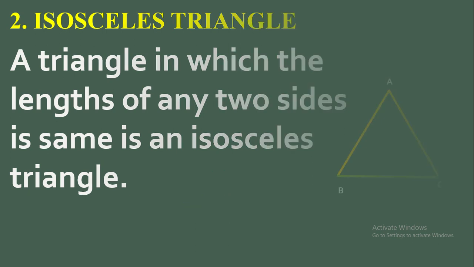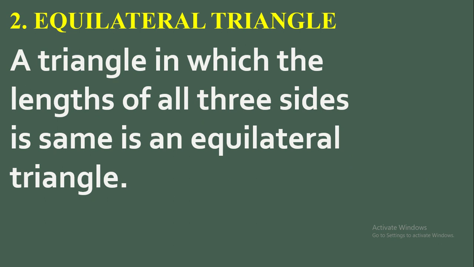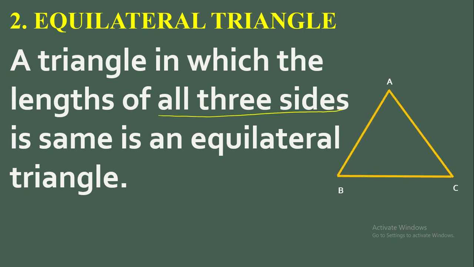Now let's see the third type, which is the equilateral triangle. An equilateral triangle is a triangle in which the lengths of all three sides are the same. So here in this triangle, all three sides are equal to one another. That means AB is equal to BC and BC is also equal to AC.